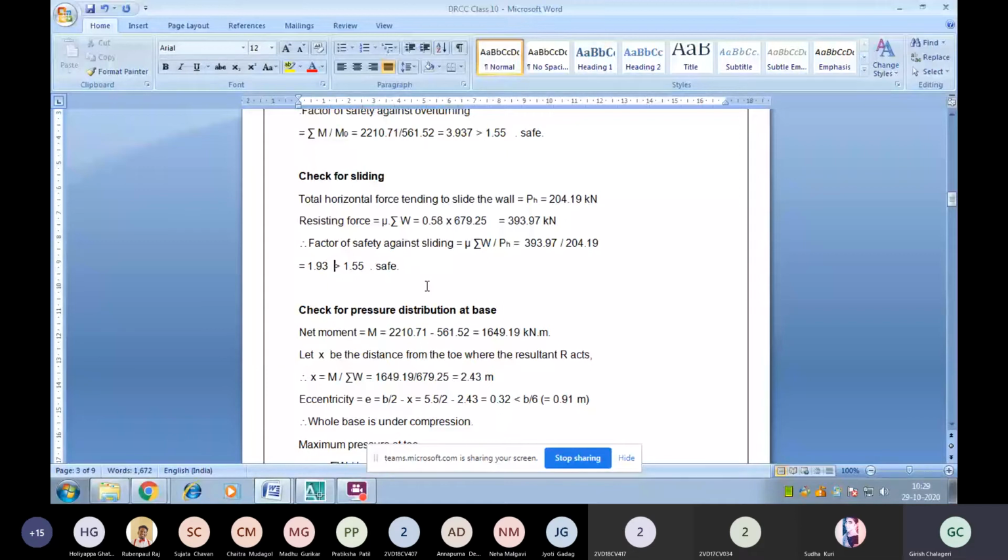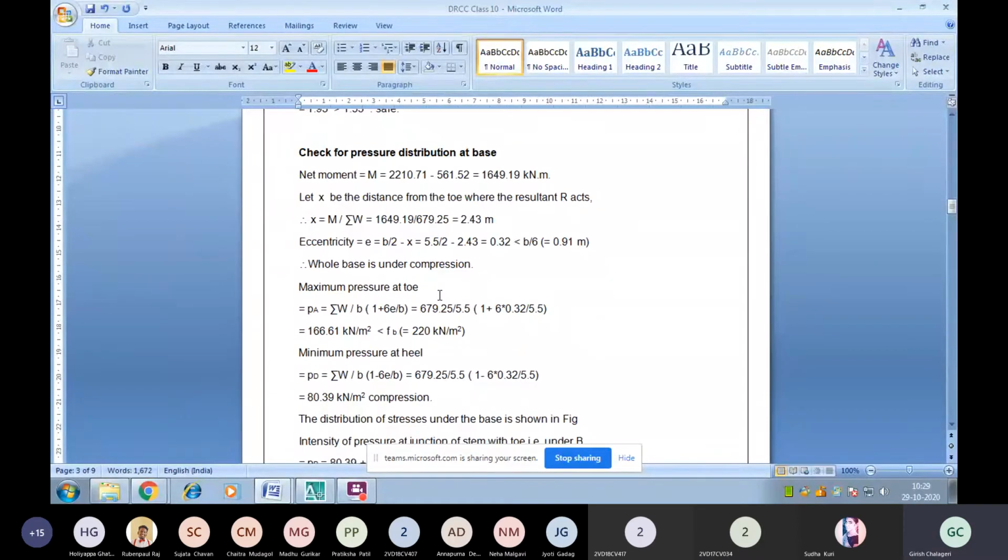If mu into summation of vertical force divided by horizontal force is less than 1.5, there may be chances of sliding, but it is greater than 1.5. So again, it is safe in the second check. Next comes the third check: the upward pressure at the bottom of the slab should be less than the SBC of the soil. First we calculate the net moment, that is MR minus M naught. We get the net moment as 1649.